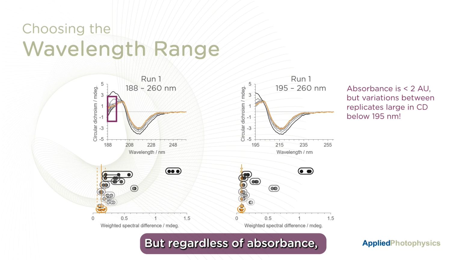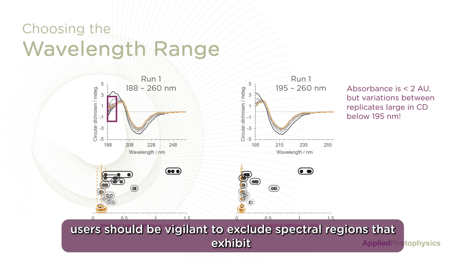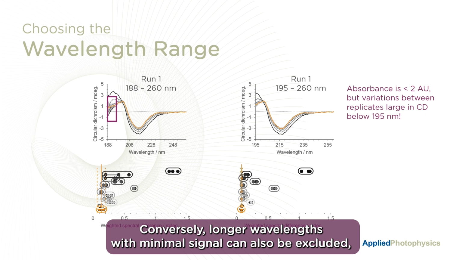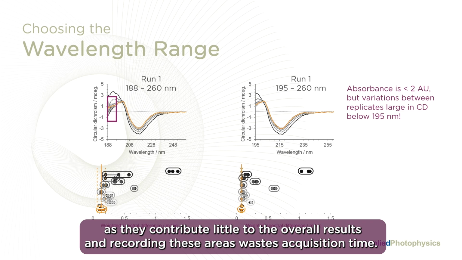But regardless of absorbance, users should be vigilant to exclude spectral regions that exhibit high noise and variability. Conversely, longer wavelengths with minimal signal can also be excluded, as they contribute little to the overall results, and recording these areas wastes acquisition time.